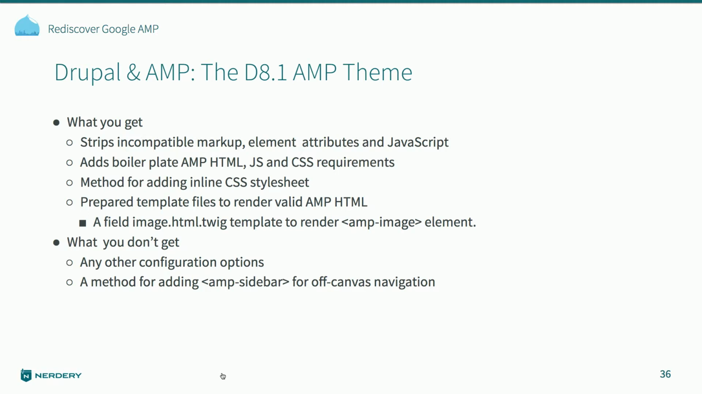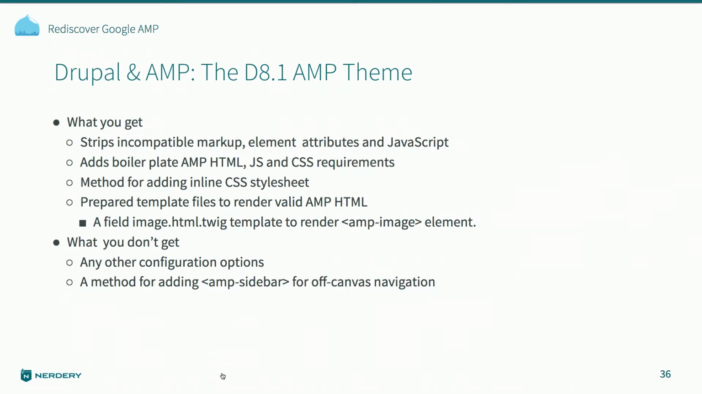What you get. You get a lot of good stuff here. It strips a lot of incompatible markup. It adds boilerplate AMP stuff to make it AMP valid. And it adds a way to add the inline style sheet that we need in the head. That's 50 kilobytes, so you can have the styles for that AMP page. And it prepares template files for rendering, and it also provides an image template that does the AMP image element. So it's very limited in the theme. And also what you don't get, a lot of configuration options with this theme, and you don't get that AMP sidebar.